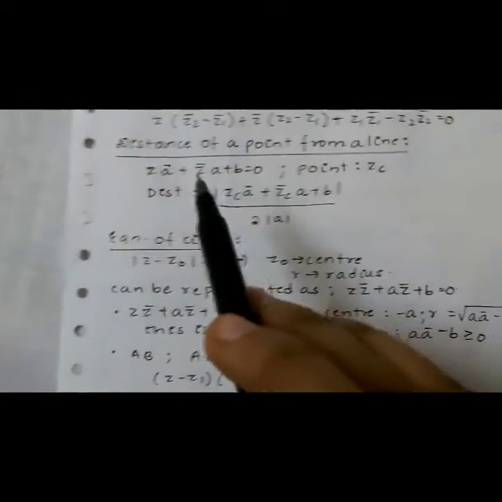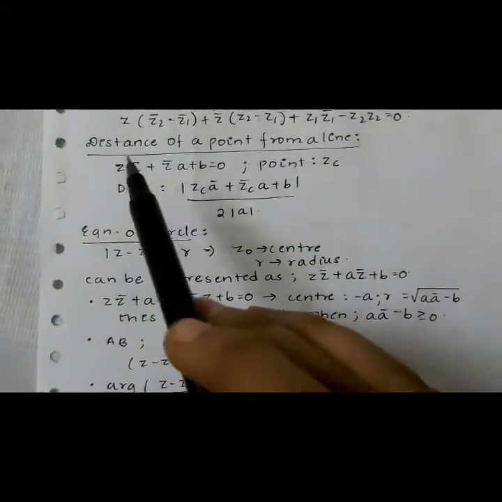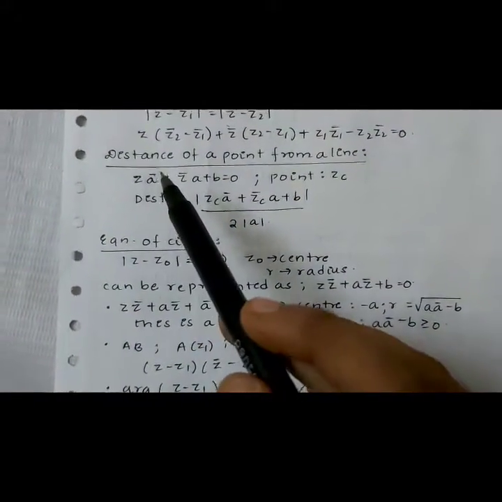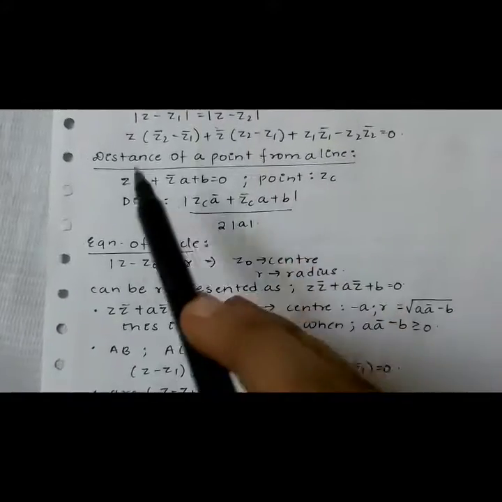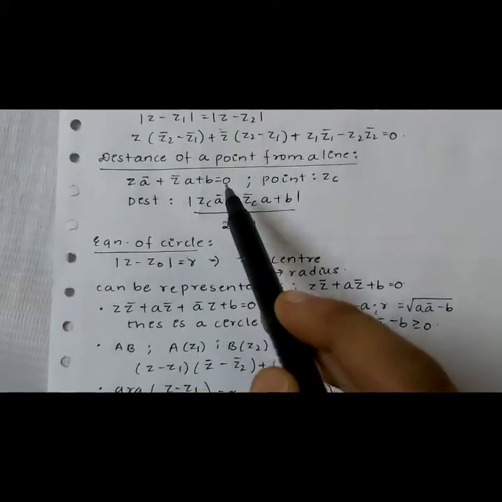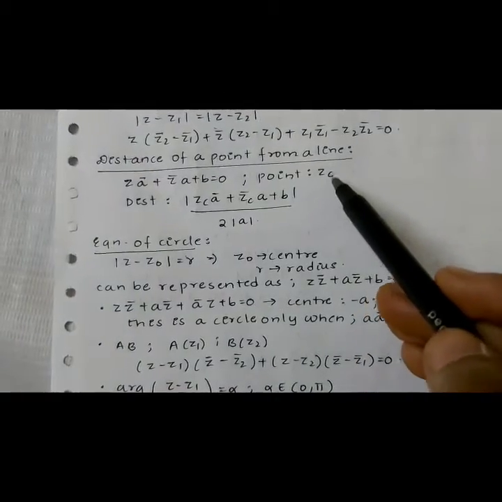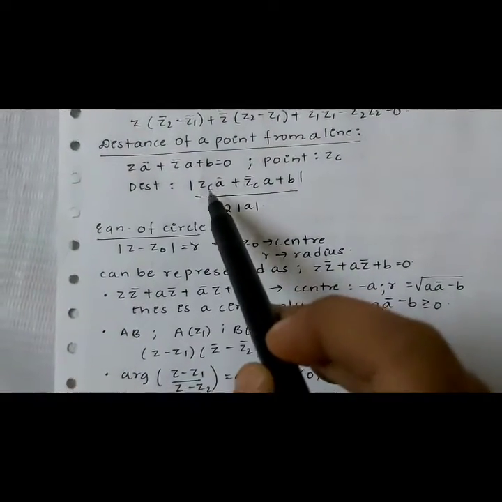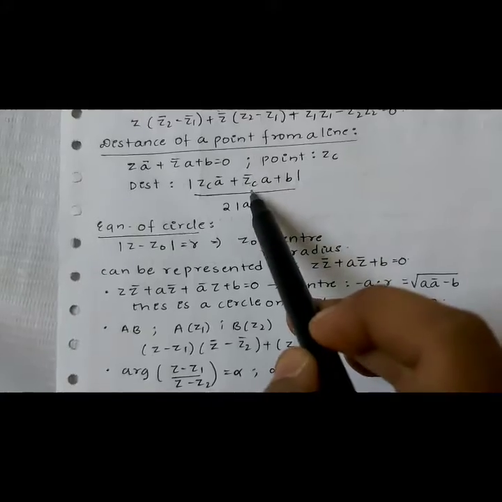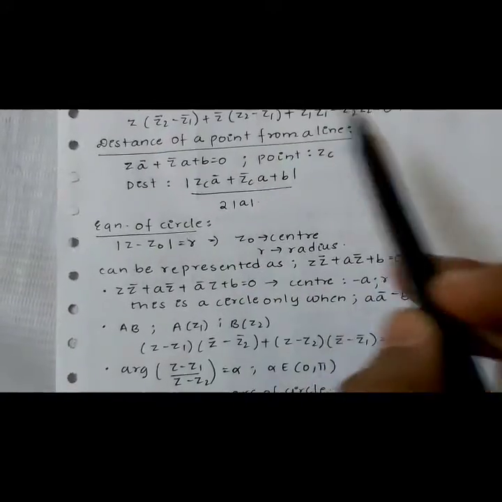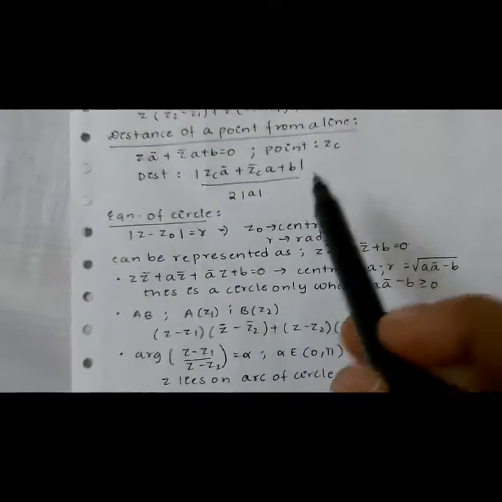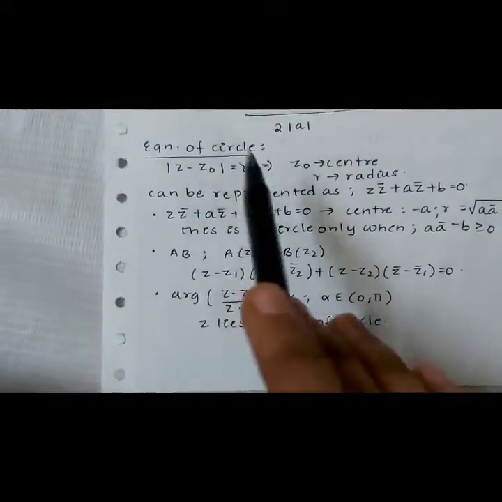Now, distance of a point from a line. Let us assume that the given line be z a bar plus z bar a plus b is 0, and the point from which it has to be measured is zc. The distance is written as modulus of zc a bar plus zc bar a plus b, whole divided by 2 into modulus of a.